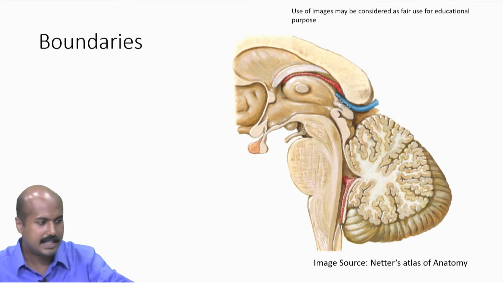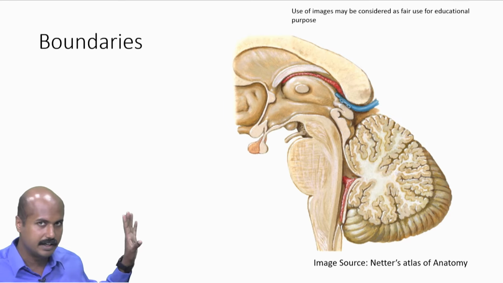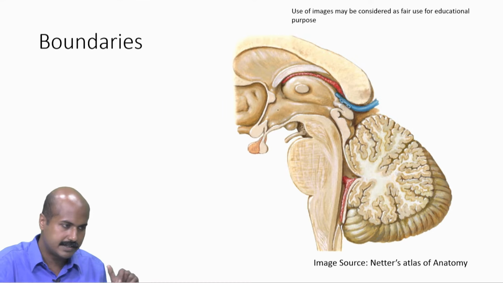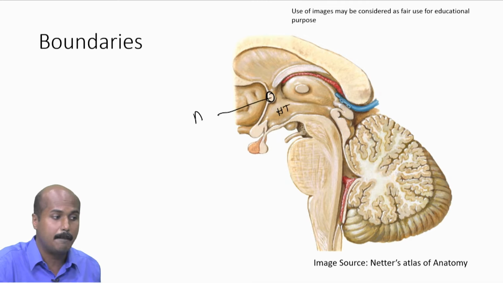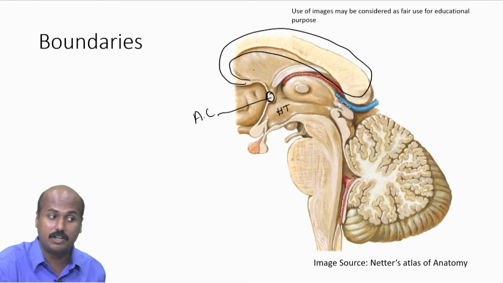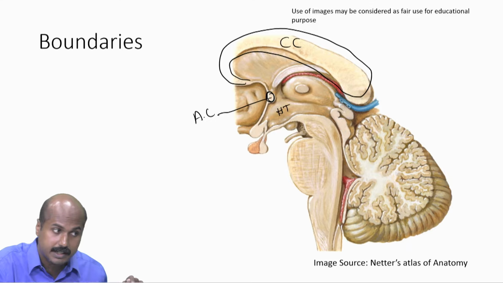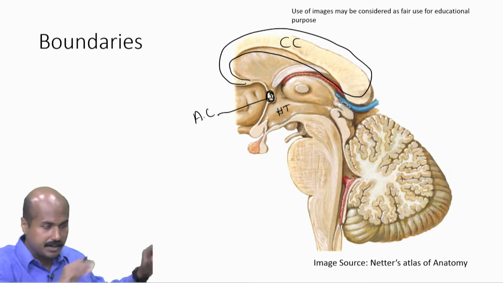With that, I'll just mention a couple of boundaries that you see in the third ventricle, which are very important. In front, this is the third ventricle, as I said before, and this is the hypothalamus. If you look in front, this structure that you see is the anterior commissure. This large structure is the largest commissure that you know, the corpus callosum. But that is not related to the third ventricle, whereas the anterior commissure is related to the third ventricle. You are seeing a section of the anterior commissure.